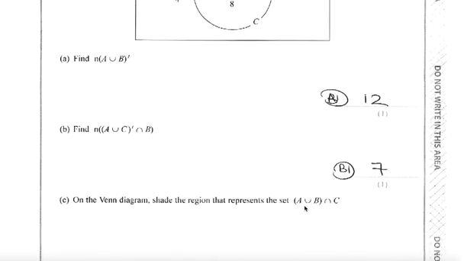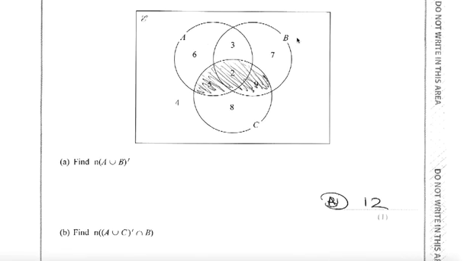Shade now, A union B. So that's basically what is A and B, but is also in C. So A and B, the bits which are in C are those three down there.